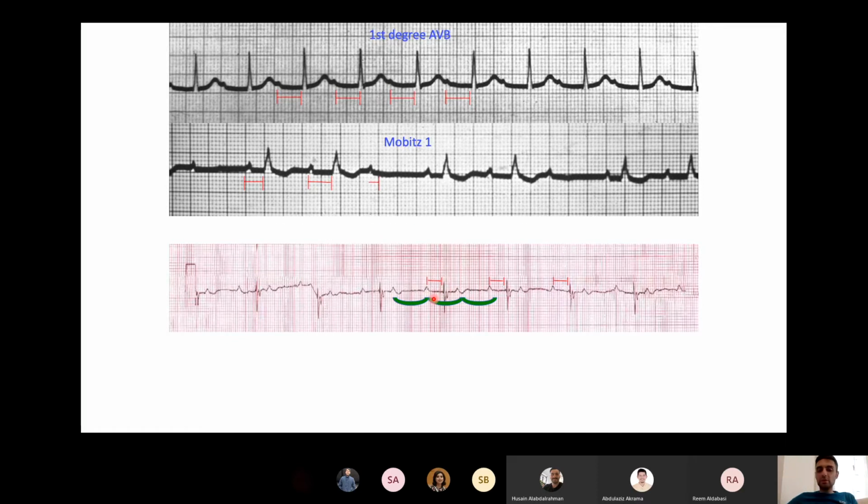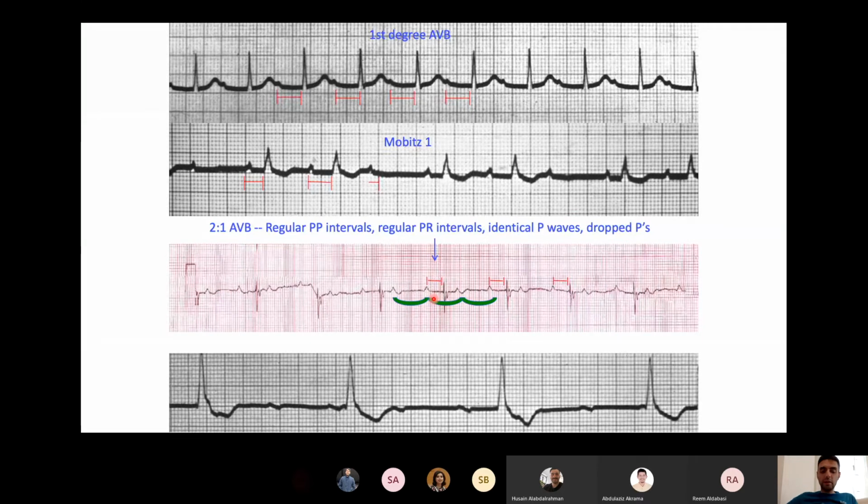Okay. So in this case, this is 2-to-1 AV block, in which you have regular PP intervals, regular PR intervals, and identical P waves. You know, sinus P waves, and then you have P's that are not conducted. Okay. And next, you have this rhythm strip again.